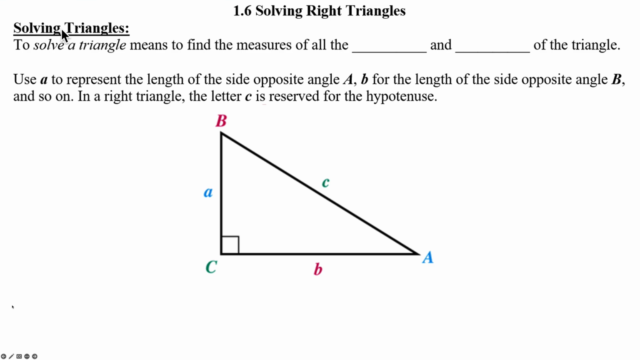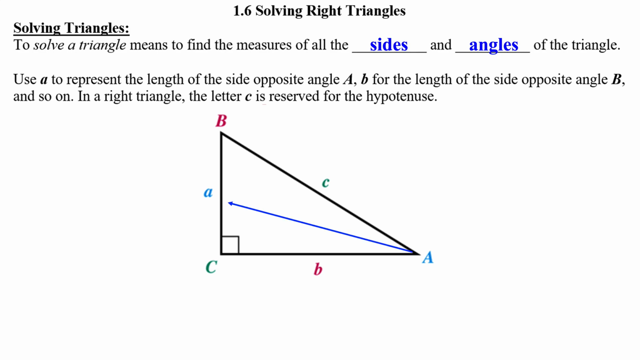All right, let's get started with 1.6, solving right triangles. To solve right triangles means to find the measure of all sides and angles of the triangle. So here what we're going to do is standardize your triangle, like we did before. Remember that little a represents the length of the opposite side of angle A.